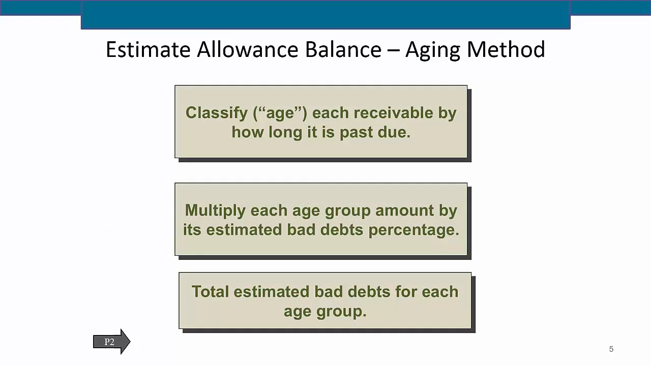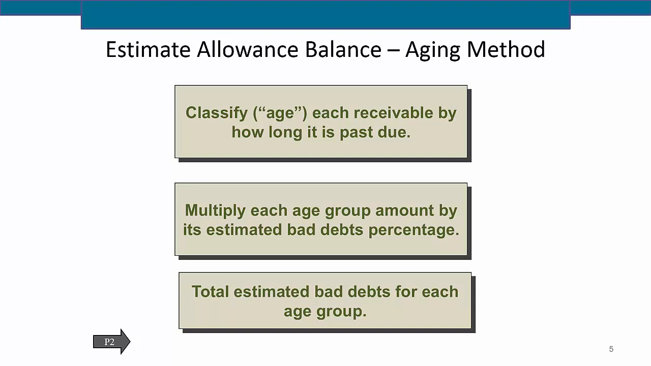The aging of accounts receivable method uses both past and current receivables information to estimate the allowance amount. Specifically, each receivable is classified by how long it is past its due date. Classifications are often based on 30-day periods, as you'll see. After amounts are classified, or we call it aged, then estimates of uncollectible amounts are made, assuming that the longer an amount is past due, the more likely it is to be uncollectible.